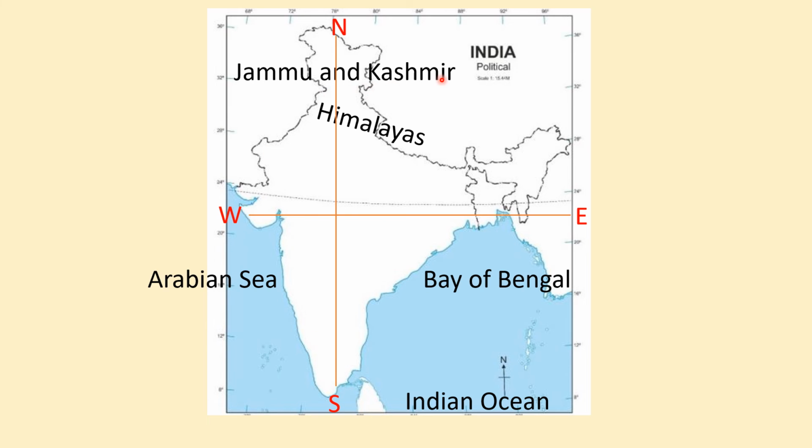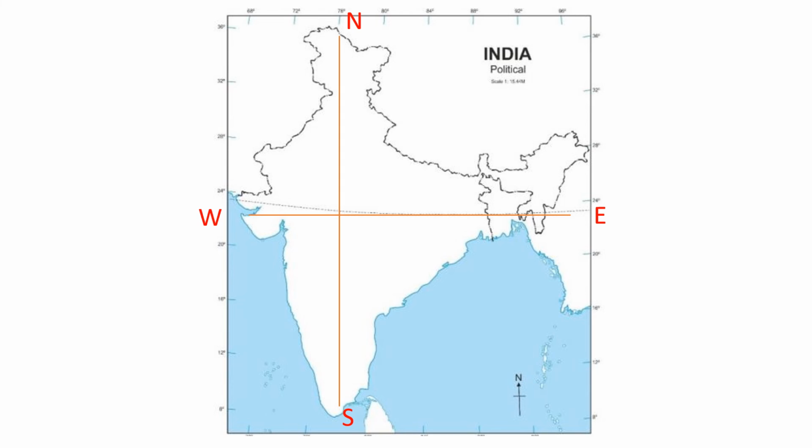Jammu and Kashmir, they lie to the north of India. Maharashtra. Maharashtra lies here to the west of India. Tamil Nadu. Tamil Nadu is to the south of India. And Assam is to the east of India. Now children, I will put up the places for you and we will place them on the map.